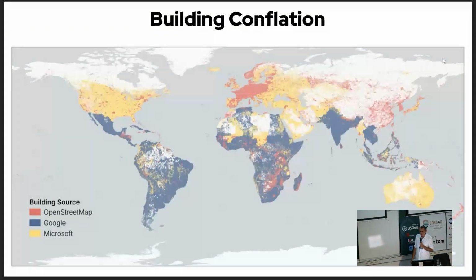Here's the main building data sets that we currently use. It's OpenStreetMap, Google, and Microsoft. This is the building conflation. It is done geometrically. So we have OpenStreetMap as our top source, then Google, then Microsoft. And so we first populate the world with OpenStreetMap, then we fill the gaps with Google, and then with Microsoft.